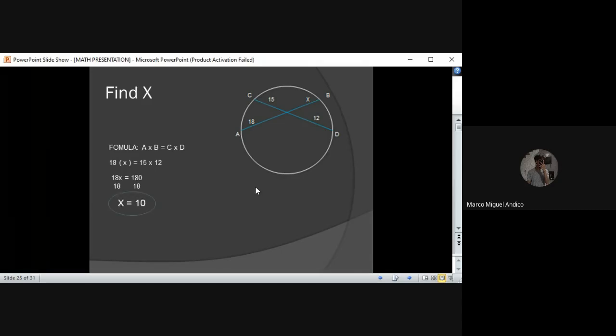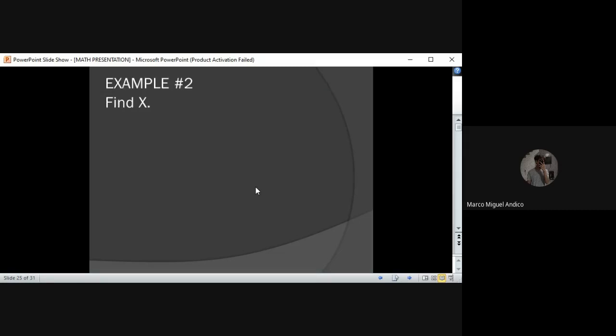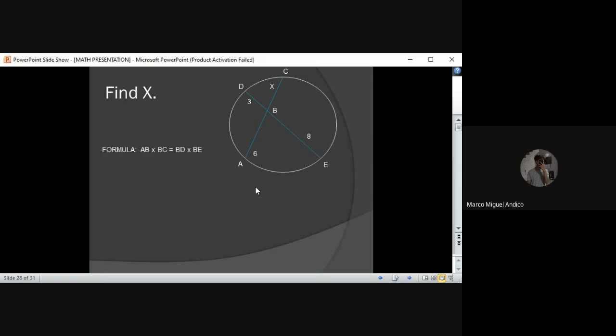Let's try the formula. Ito nga po yung ulit yung formula: AB times BC equals BD times BE. So distribute na po natin sila ulit. Yung value po ng AB ay 6, then yung value ng BC ay x, then value din po ng BD is 3, then the value of BE is 8.